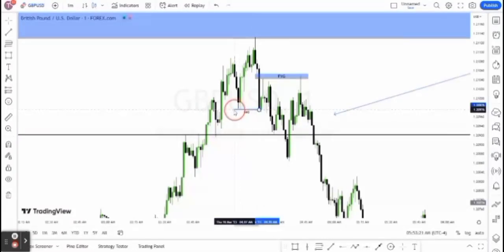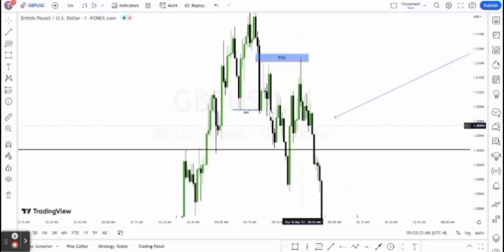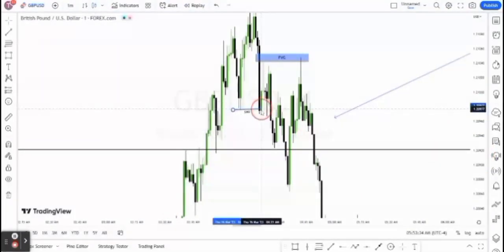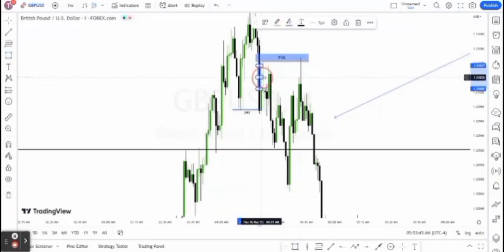And there was a market structure shift right here. Okay, it can be the wick, as long as it's energetic. It can be the wick or the body. It doesn't really matter at times. So I saw that market structure shift right there, and then I got an entry. Once this candle came up here, I took an entry here too.